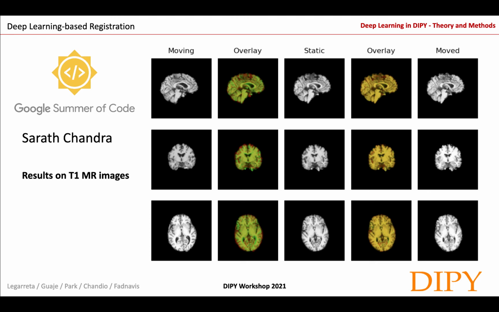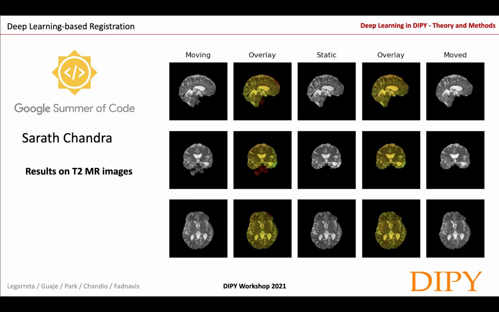And here we are showing some results from his work during the Google Summer of Code 2020. These are the results on T1 MRI images. The model was trained on 150 images. Here we have moving, and then we have static, and in the middle we have the overlay of moving and static before the registration. And here in the last column we have the moved output, and before that, the overlay of moved and static. So here we can see that the overlay has improved with the registration.